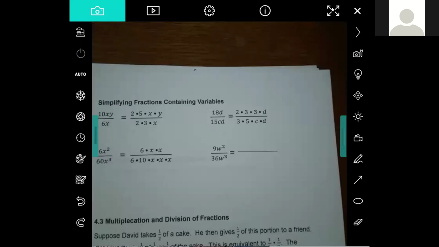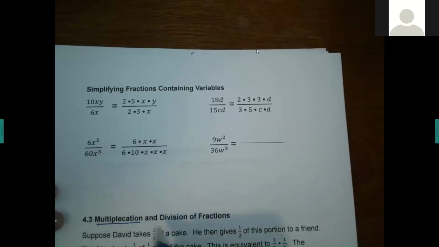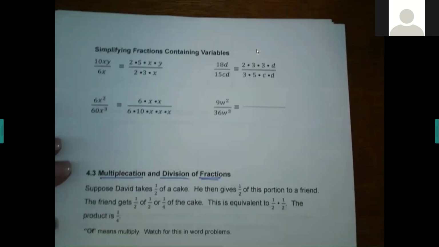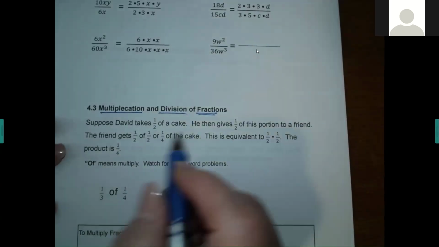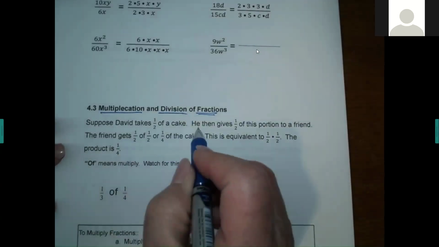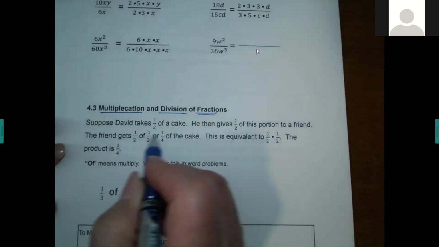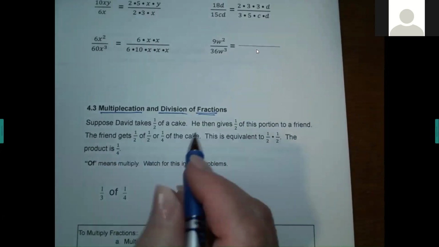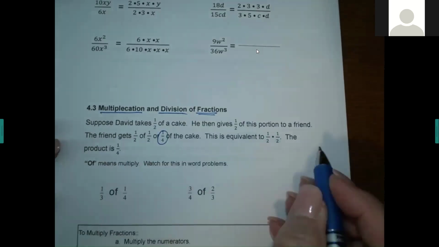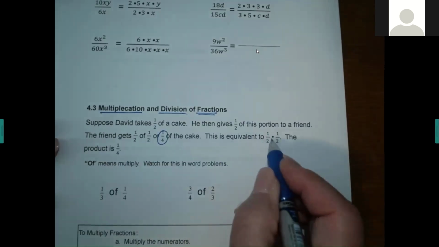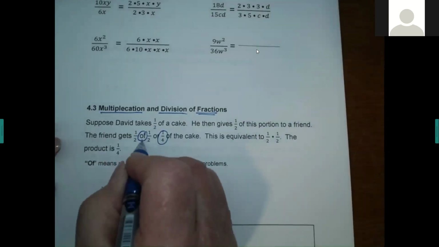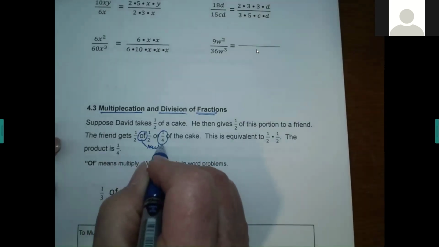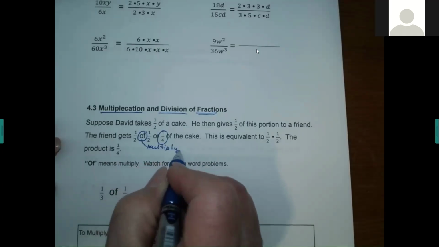We're going to do 4-3 where we're going to do multiplication and division of fractions. So we're going to start by taking a look at a little scenario. David takes half of a cake and then he gives a half of this portion to a friend. So the friend gets a half of a half, or we know that that's a fourth of a cake. It's the equivalent to 1/2 times 1/2 because we know that of means multiply. We learned that when we were doing some translating.